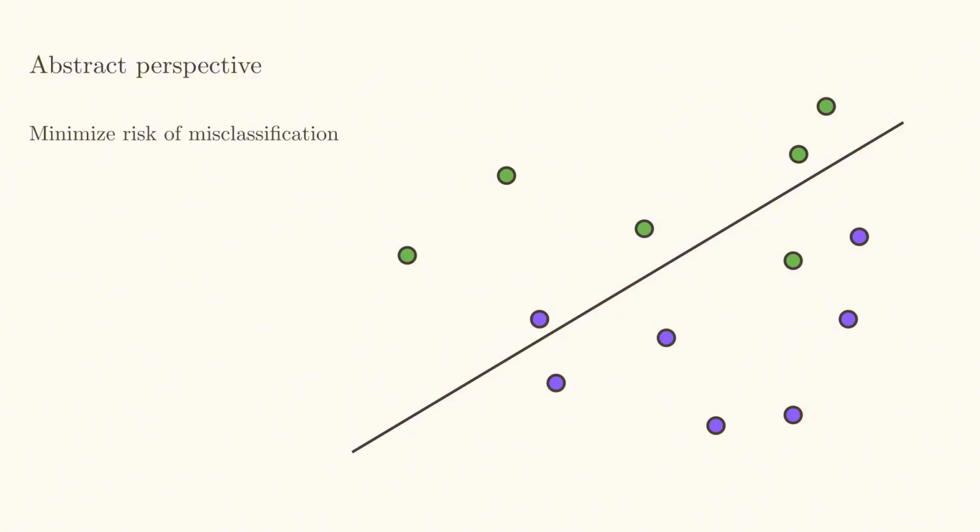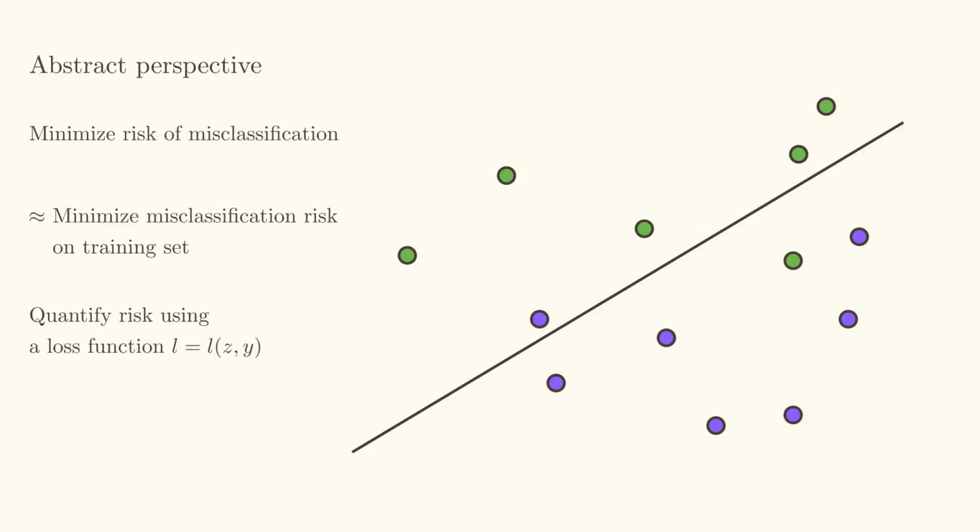The problem is, we do not know how future samples will look like, neither what their features will be, nor their actual label. The only thing we really know about is the training set. So we have no choice but to assume that the training set is a good representation of the samples we will have to classify in the future. Under this assumption, we can approximate the risk of future misclassification with the average misclassification on the training set. To quantify this error, we use a loss function.